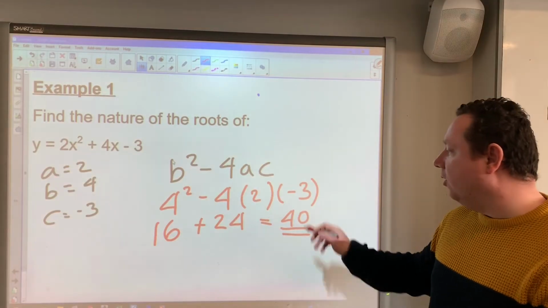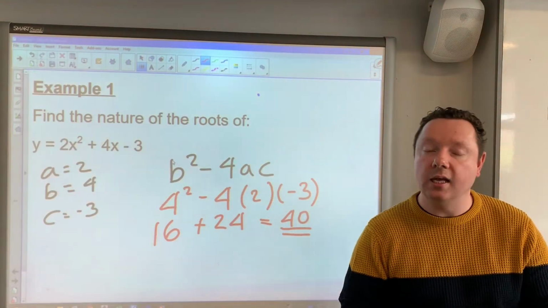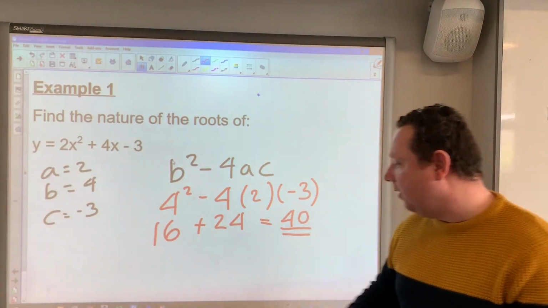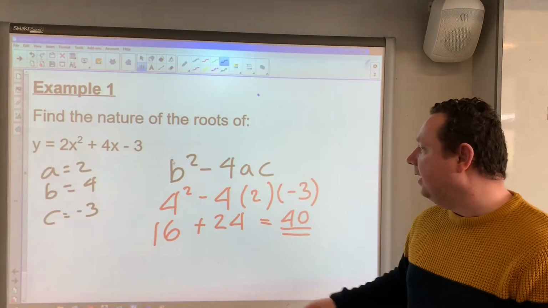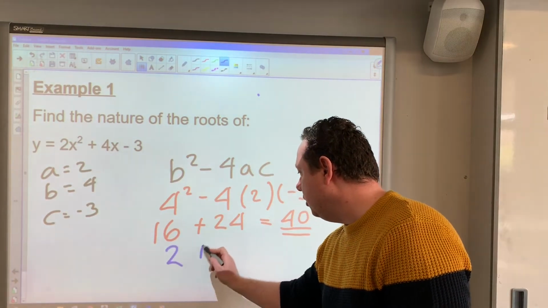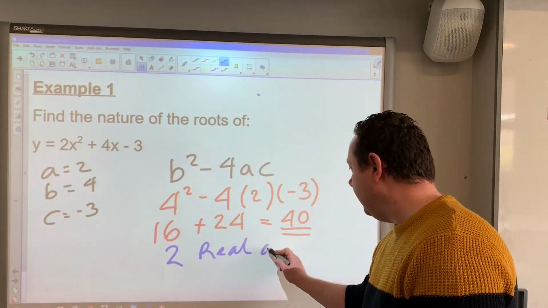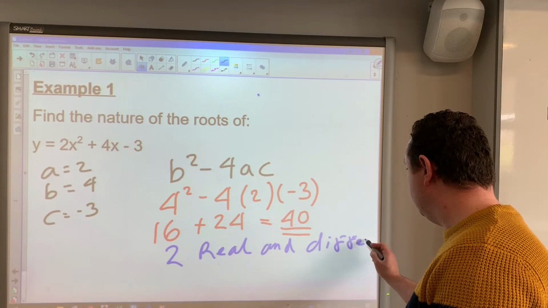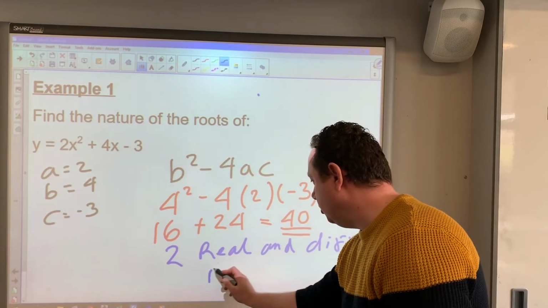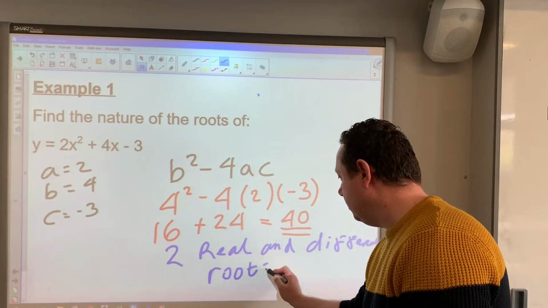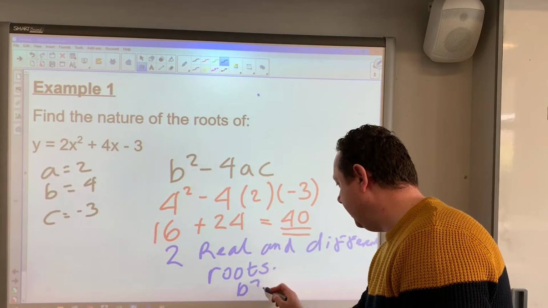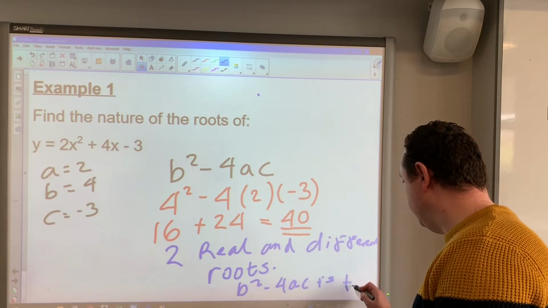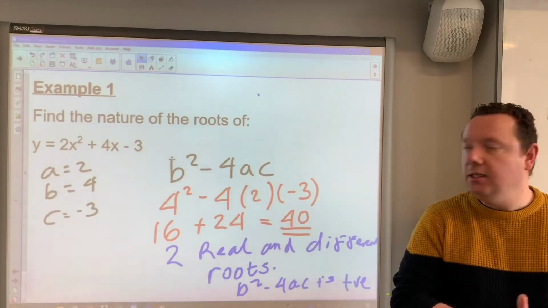Now the answer is not important, the number is not important. What's important is is it positive, is it negative, or is it 0? This is positive, so I write a statement to say there are 2 real and different roots. B squared minus 4ac is positive. Okay, so that's example 1.